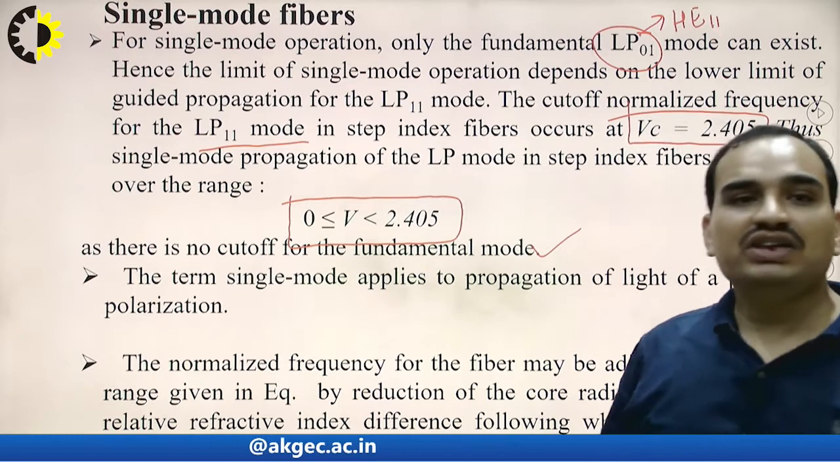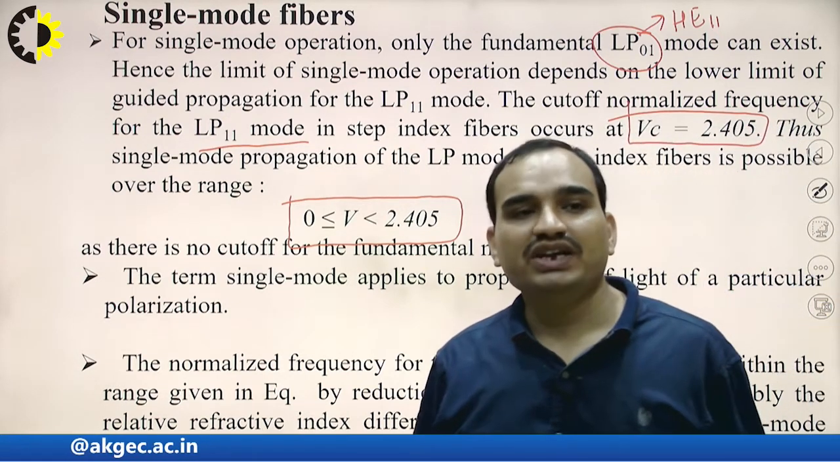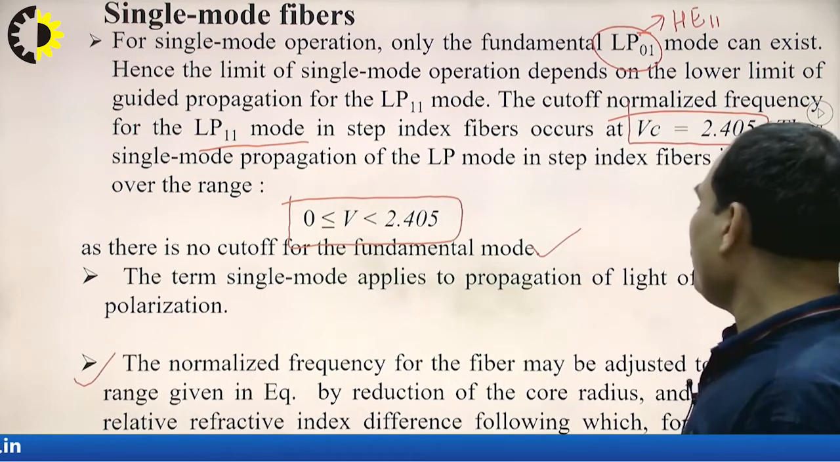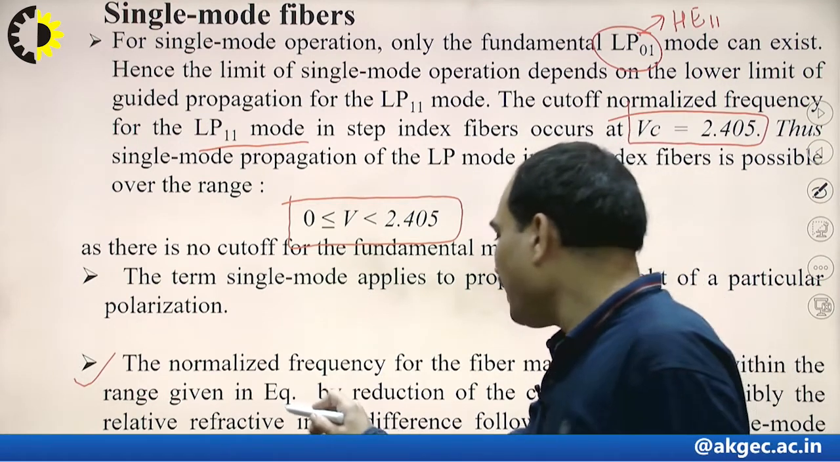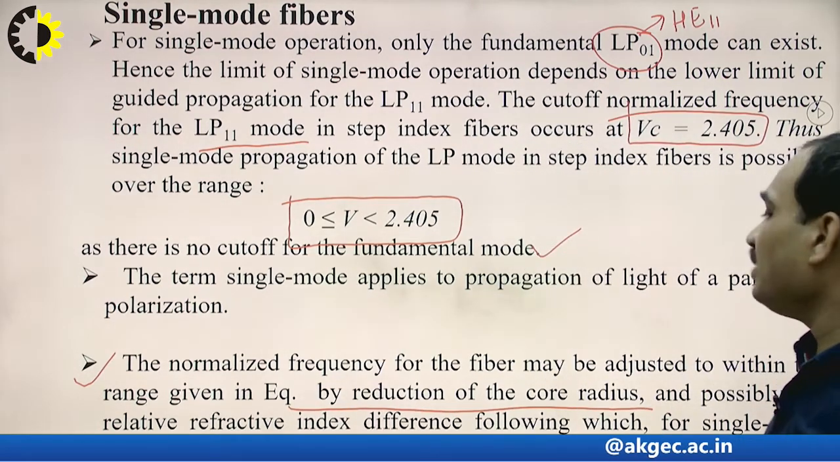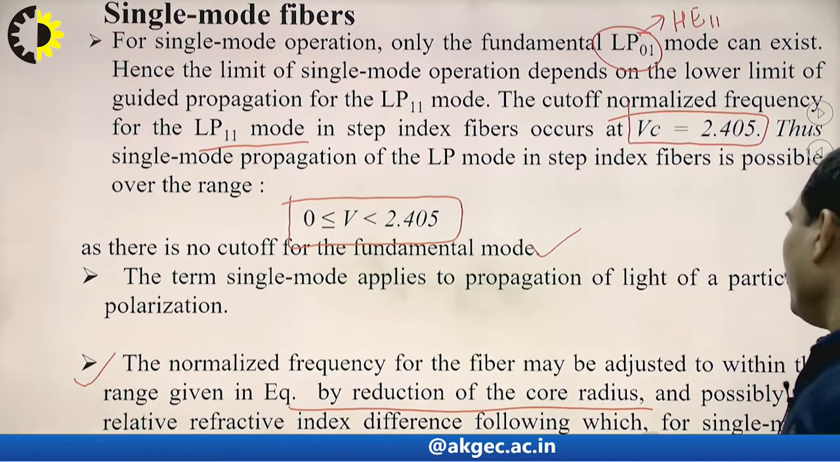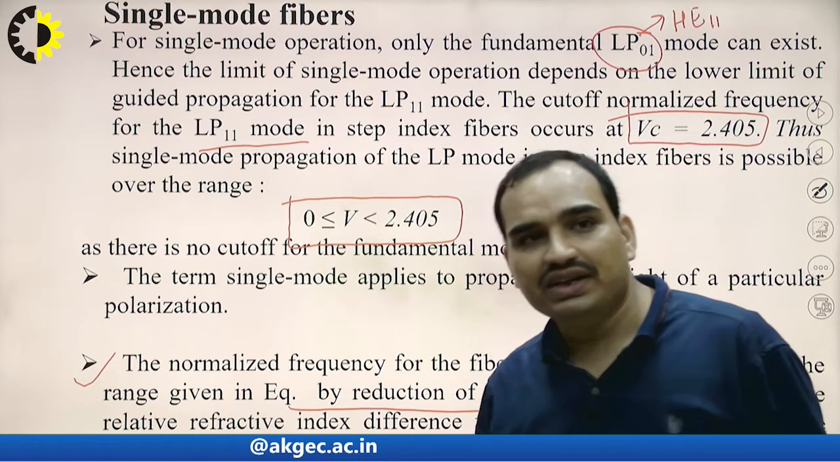So the term single mode applies to the propagation of light of a particular polarization. The normalized frequency for the fiber may be adjusted to within the range given in the equation by reduction of the core radius and possibly the relative refractive index difference, following which the single mode fiber is usually less than 1%.